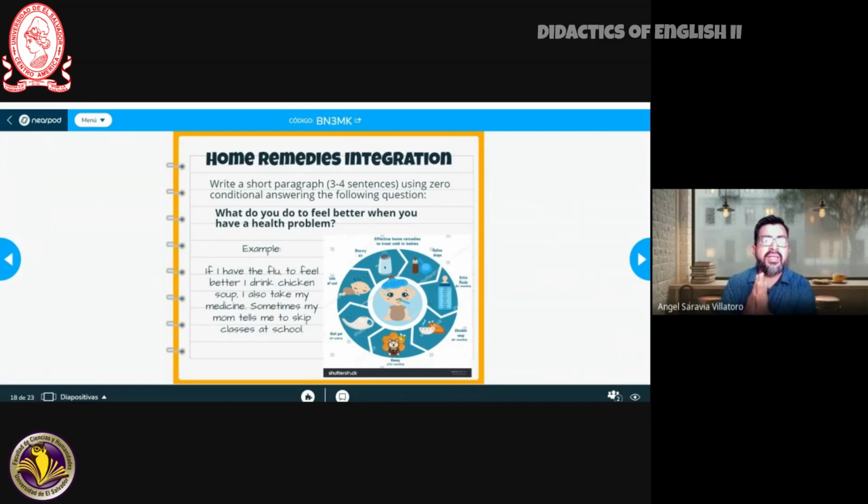So I'm going to read the example. And again, this is going to be the example. You need to create your own paragraph using 3 or 4 sentences in zero conditional. You can use the zero conditional maybe in 1 and 2, and the rest no. But I want you to use what we just learned.